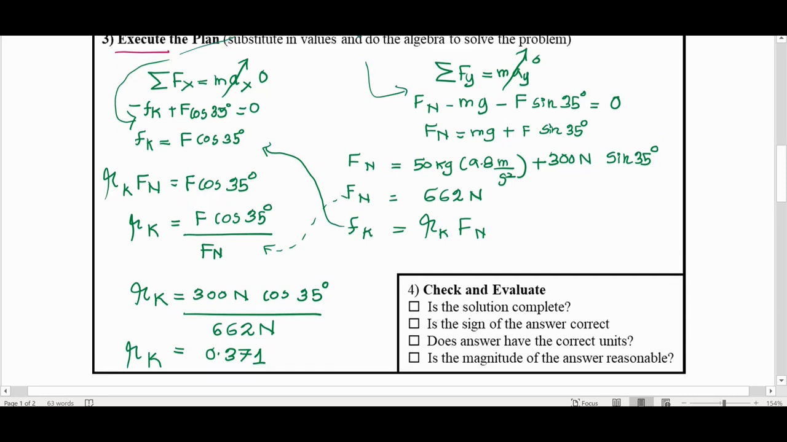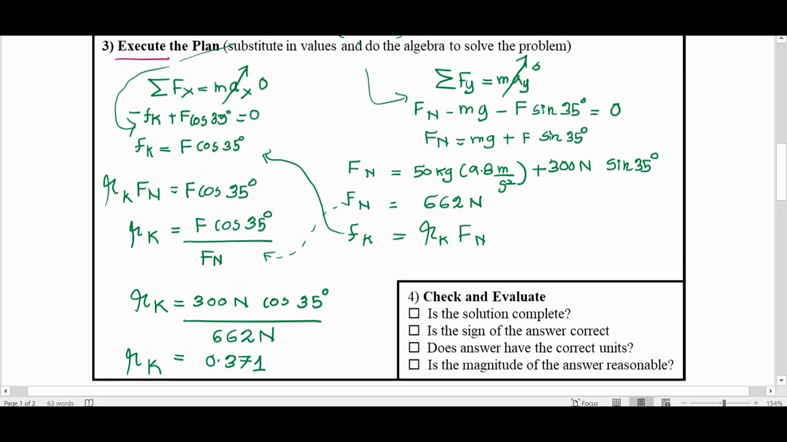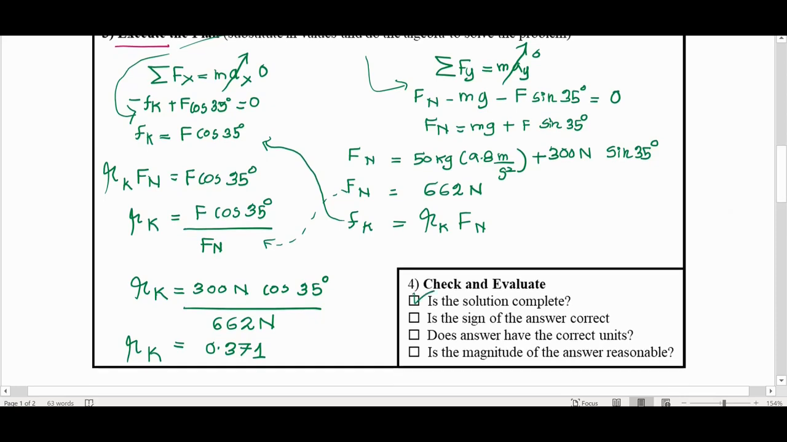So let's check and evaluate. Is the solution complete? Yes, it is complete. We solved for mu k. Is the sign of the answer correct? There's actually no unit, and the magnitude of the answer is reasonable, less than 1.